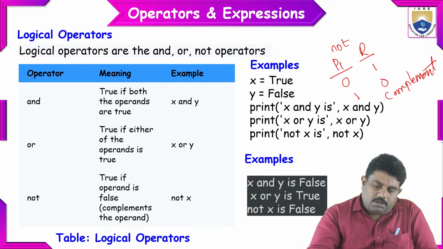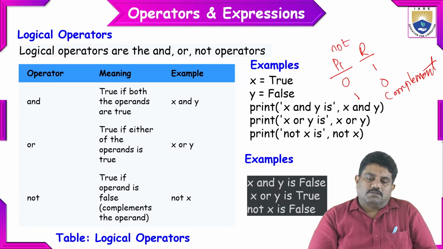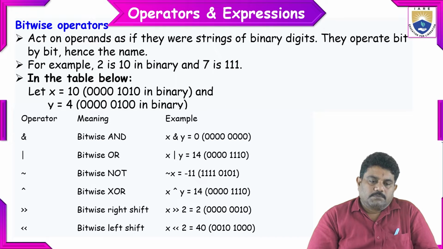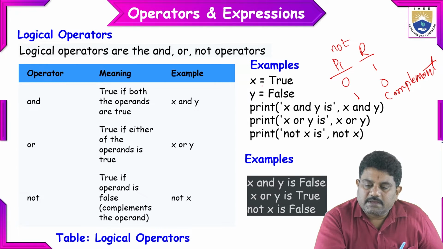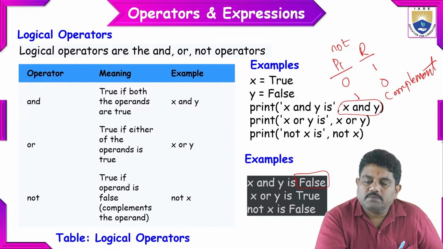So this is how logical operators work. See the examples here. x and y. Here we have given x equal to true, y equal to false. Print x and y, like this we can write the expression. This returns false because x is true and y is false. When an AND expression becomes true, both the quantities must be true, then the entire expression becomes true. But here x is true and y is false, because of that, x and y becomes false.